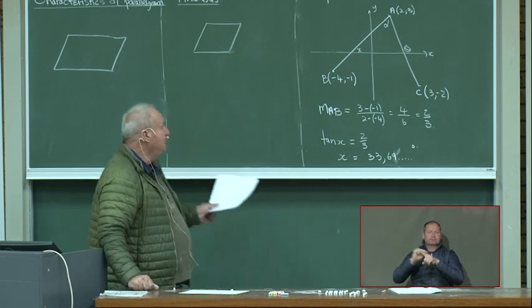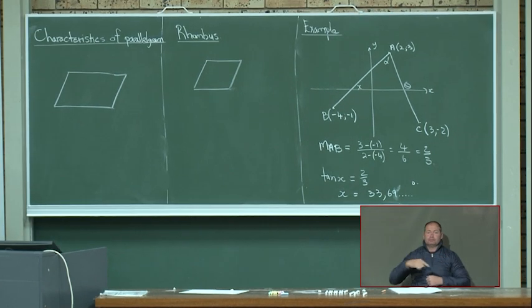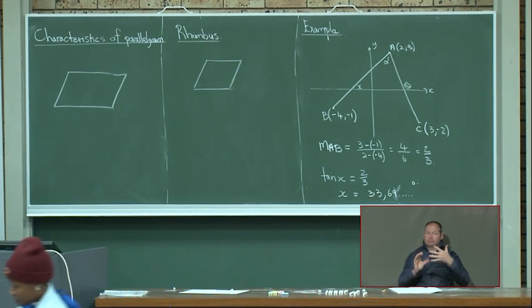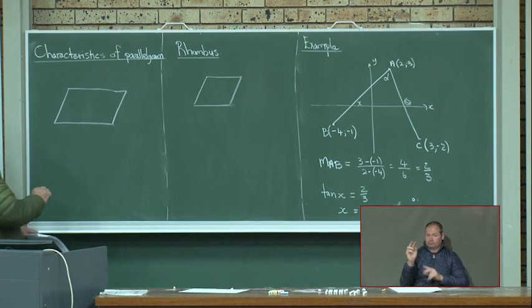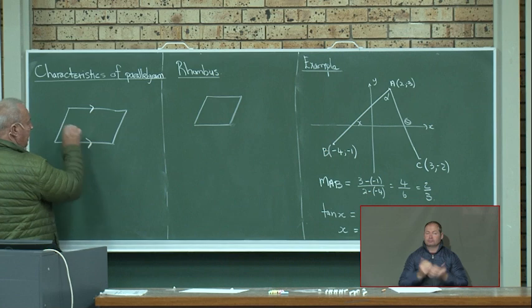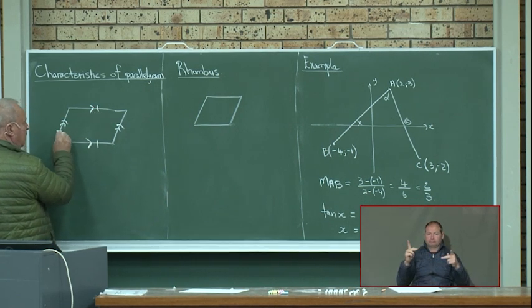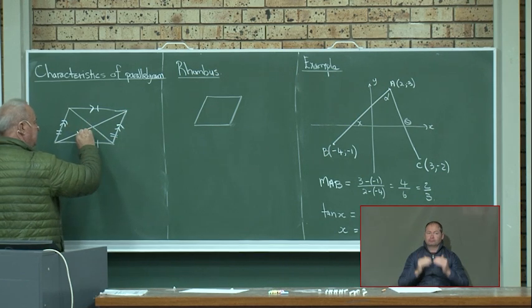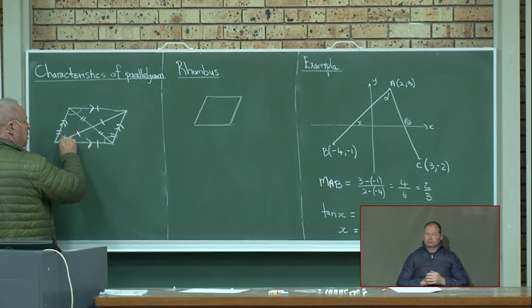Right, the first thing that we need to look at, which is very important, is the characteristics of the different quadrilaterals. I'm just going to focus on the parallelogram and the rhombus, and we can look at the kite as well. The characteristics of a parallelogram is that the opposite sides are parallel, the opposite sides are equal, the diagonals bisect each other, and the opposite angles are equal.